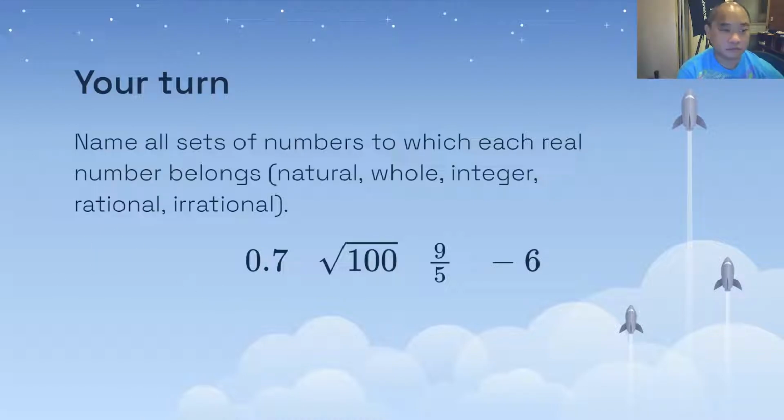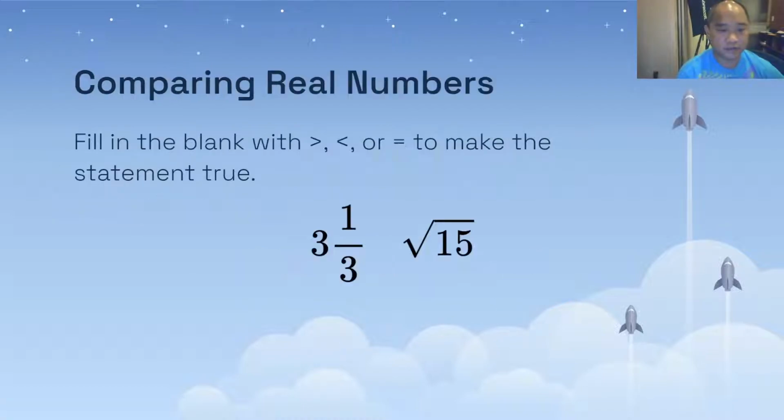Your turn. Welcome back. Okay. This one, I'm just going to use the letters N, W, I, R, and IR. So this is a rational number. This is rational, integer, whole, natural. This is rational, and this is rational and an integer. Okay.